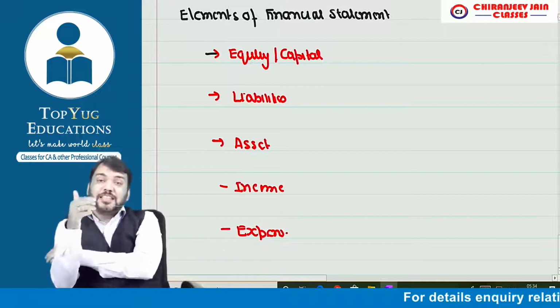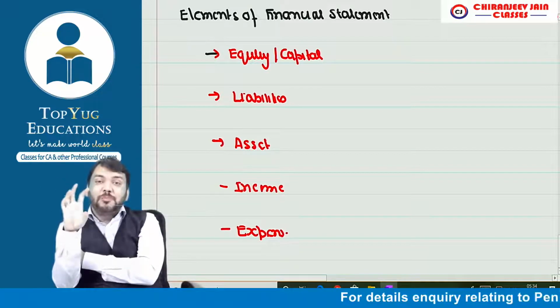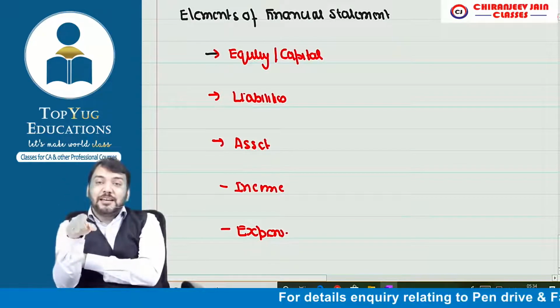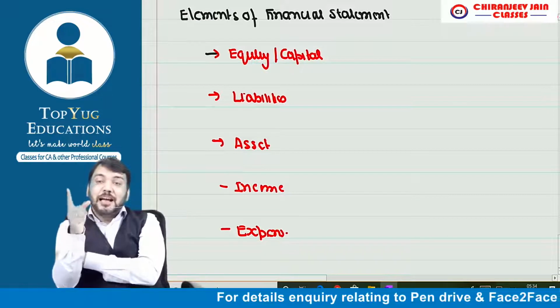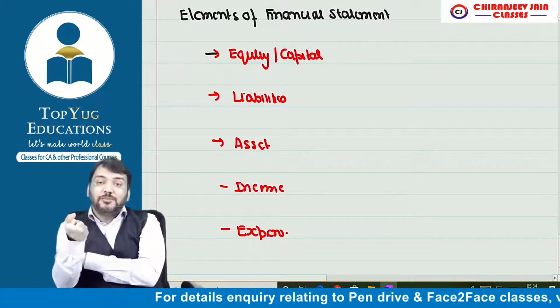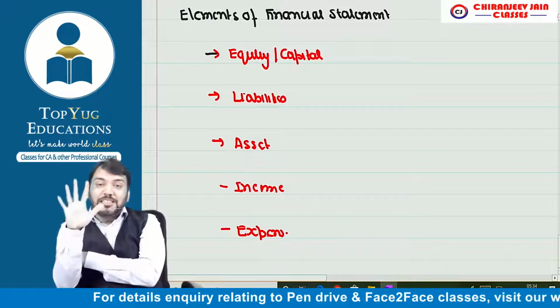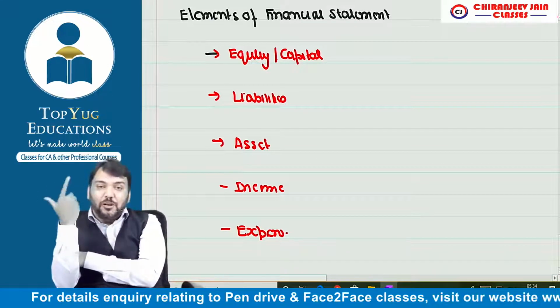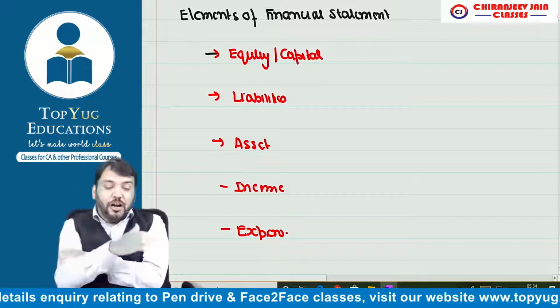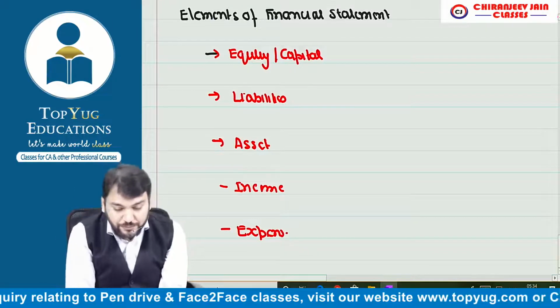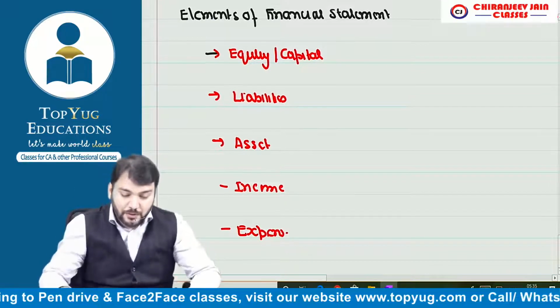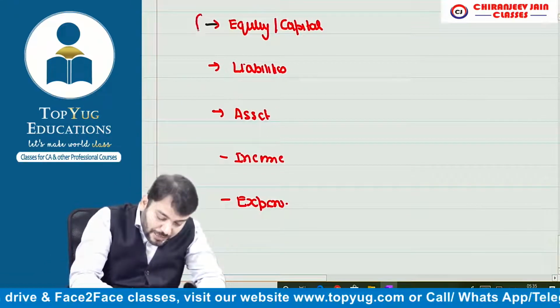Means till we understand these five items, can I say we will not be able to identify which item is asset, which item is liability, and to understand the recording, first we need to understand the meaning of all these five items. Without this, we cannot proceed. Any doubt? Correct? Understood? So these are the five items.